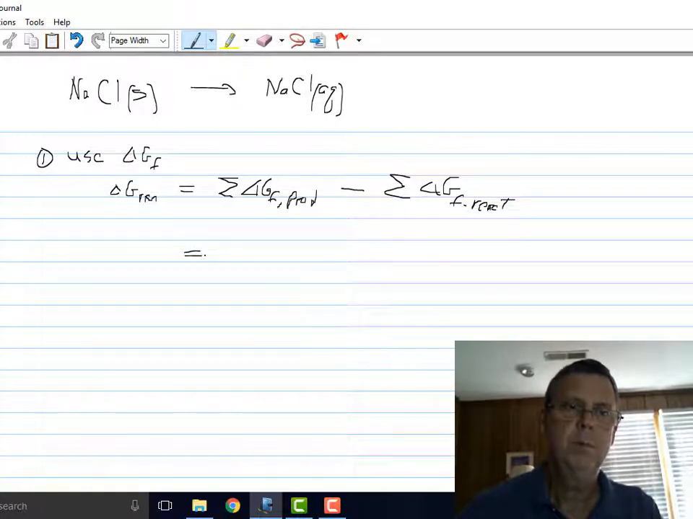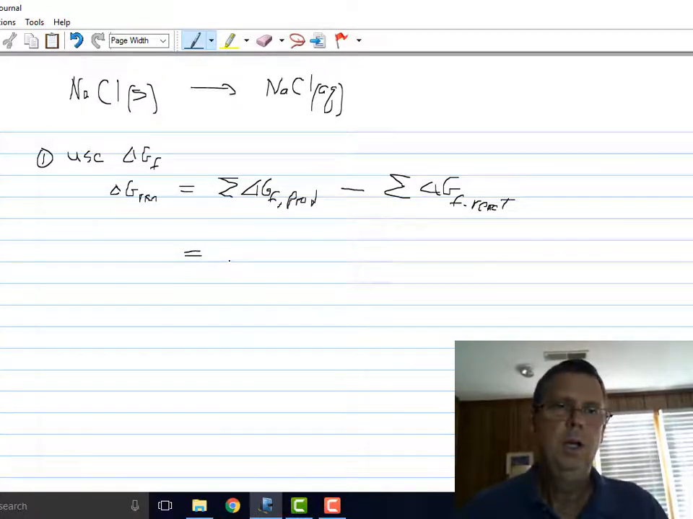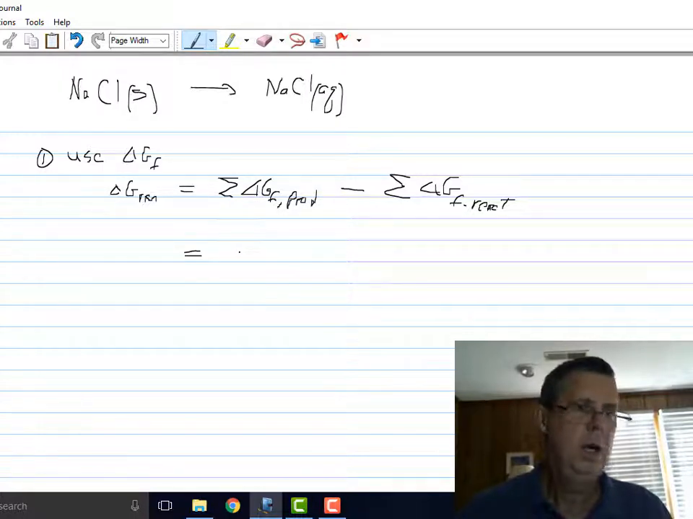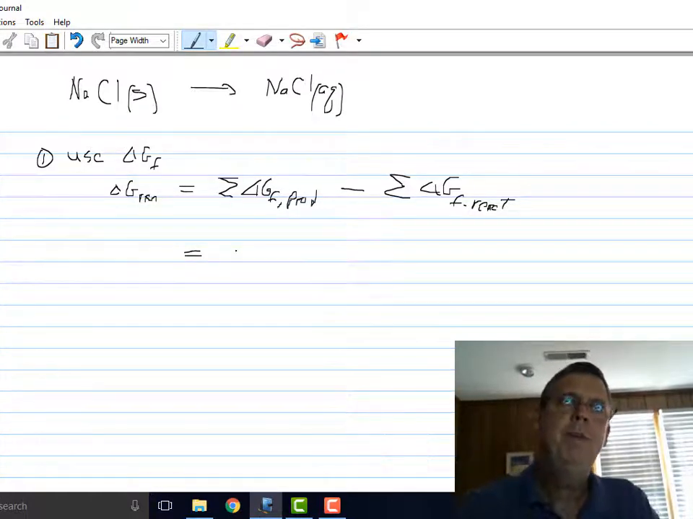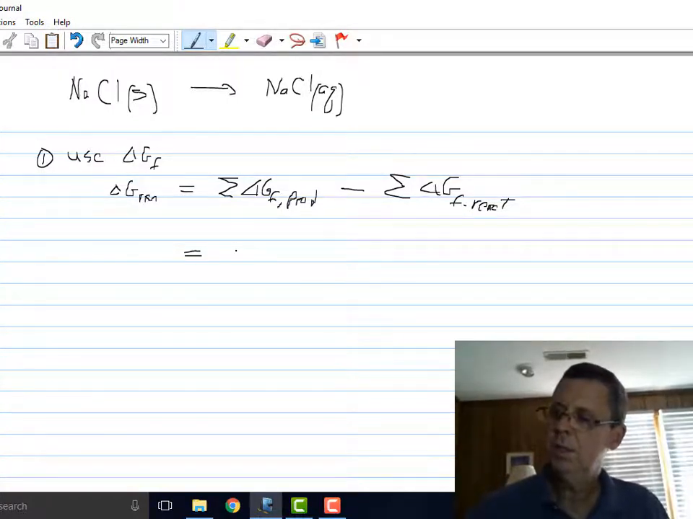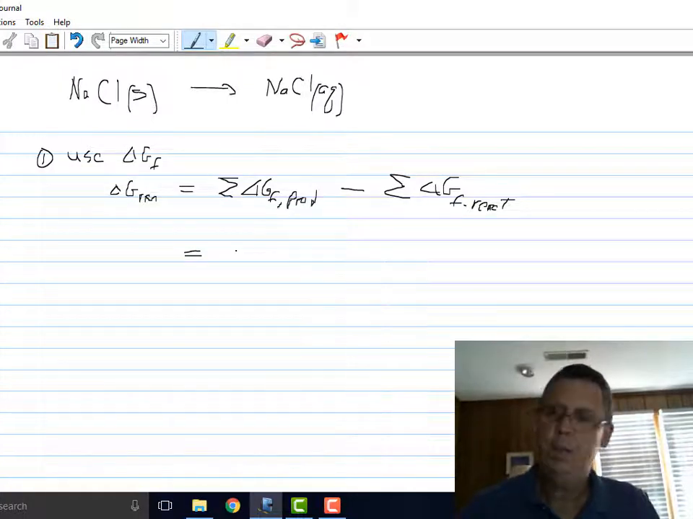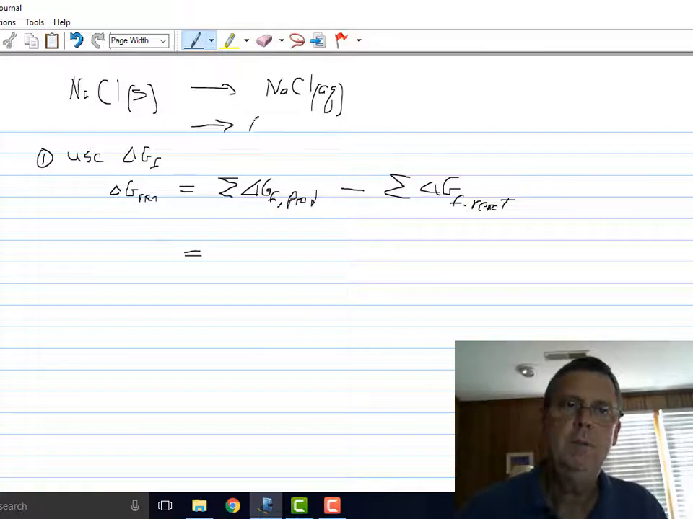So in this case, it's going to be the free energy formation of sodium chloride. One of the problems you'll find here is, if you look in the back, you'll find free energy formation of sodium chloride solid. You will not find the free energy formation for sodium chloride aqueous. That's because sodium chloride does not exist as NaCl in aqueous solutions. So instead, what you need to look for is the free energy formation of sodium ions dissolved in water plus chloride ions dissolved in water.